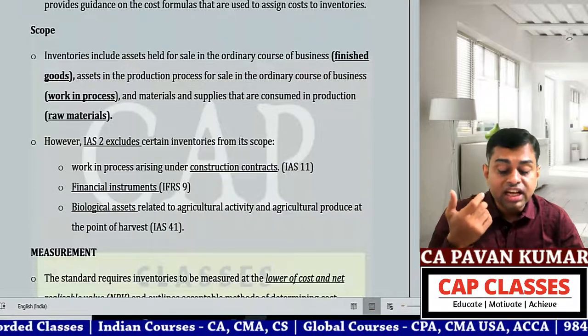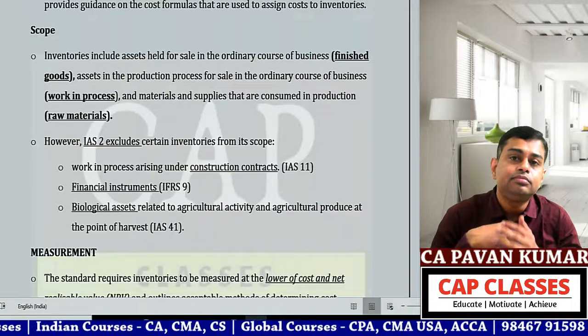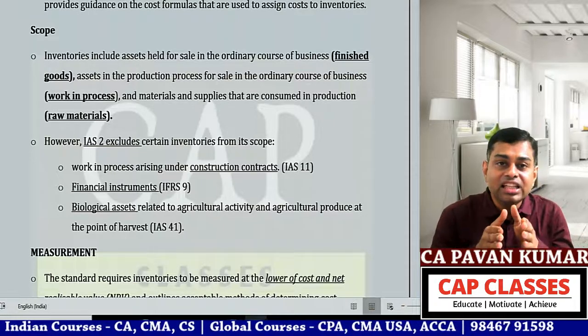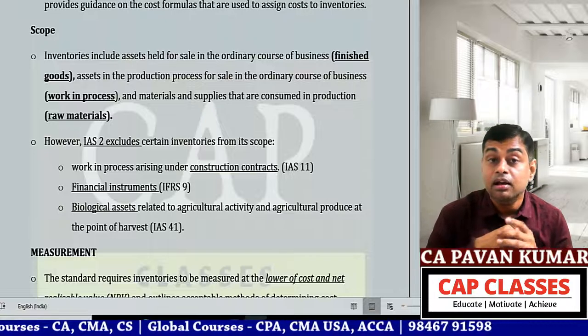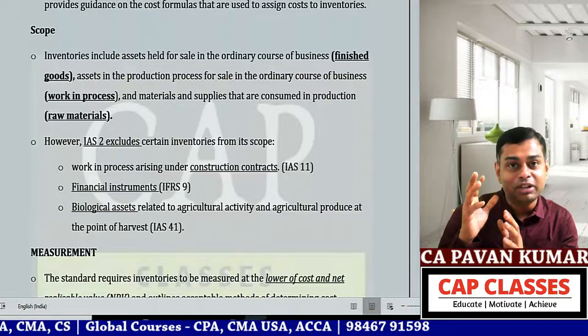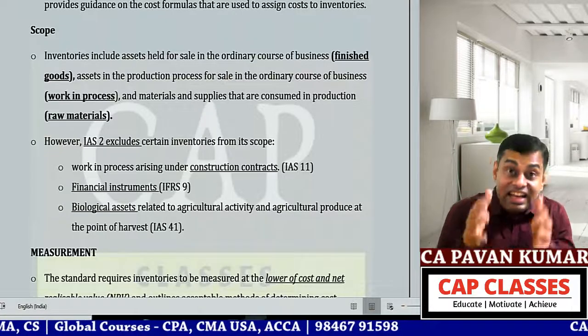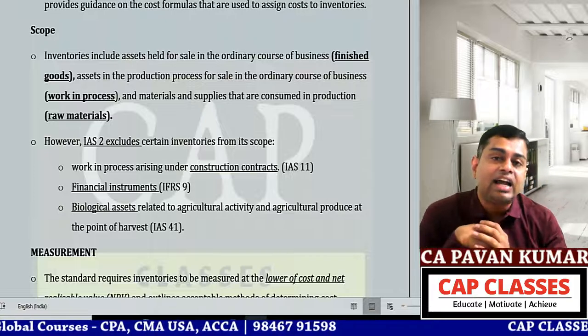Then biological assets relating to agricultural activity. What are biological assets? So one plant is PPE. What is that plant? Plant and machinery wala plant. Another plant is there. What is that? Tree, plant, saplings and all these things will be there. No, that plant, that means a tree. That is categorized as biological asset in IAS 41.